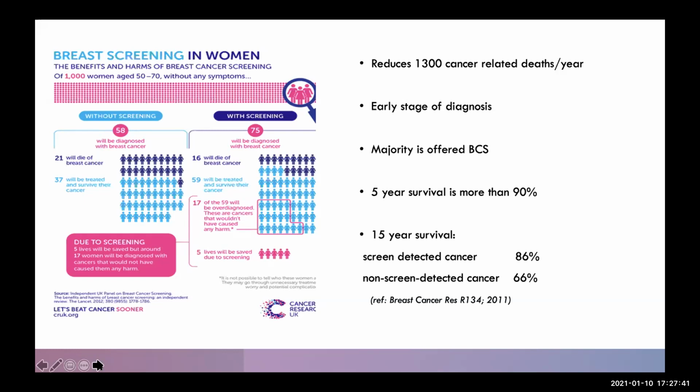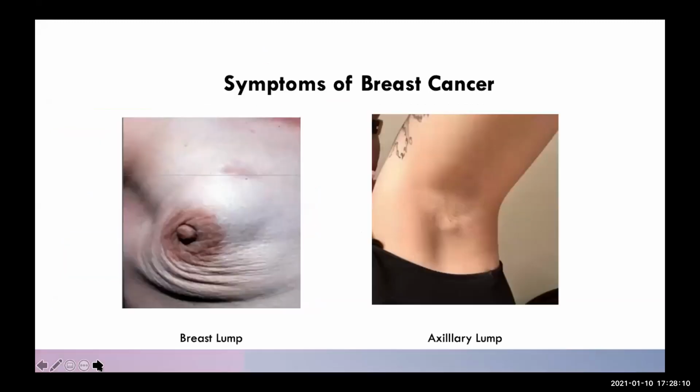Because the cancer diagnosis is at an early stage, we know the 5-year survival rate is excellent, and we quote more than 90% of 5-year survival to these women who have screen-detected cancer. And a few years ago, there was also a study done which looked at 15-year survival. And as you can see from the screen-detected cancer have got overall 15-year survival of 86%, whereas the symptomatic ones have got a survival of 66% over a 15-year period. So moving on to the symptoms of breast cancer.